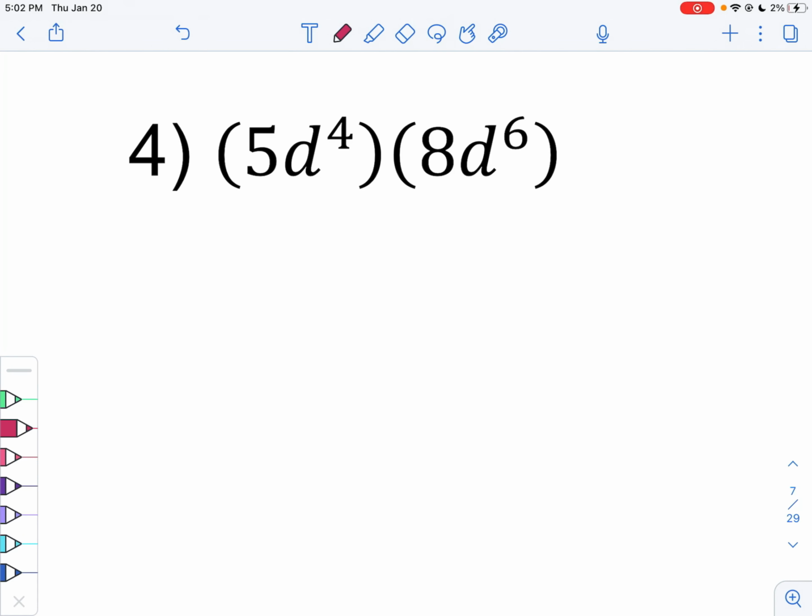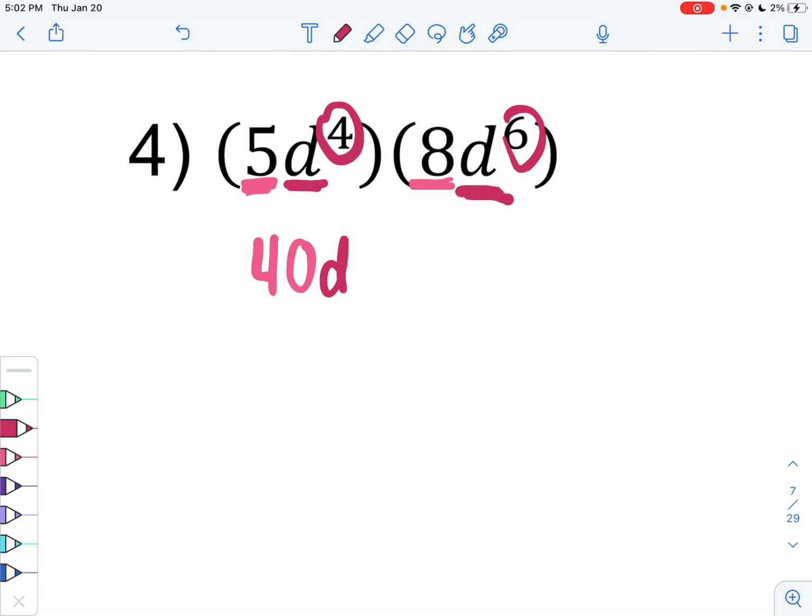Okay, now we are multiplying 5d to the 4th power times 8d to the 6th power. So when we have these big numbers, these coefficients in front like this, we're still just multiplying those coefficients. We're still going to take 5 times 8 and get 40. Then we look at our variables. The variables are both d, so we have like bases. And we're going to go ahead and add those exponents because our like bases are being multiplied. So we have 40 and then d to the 10th power.